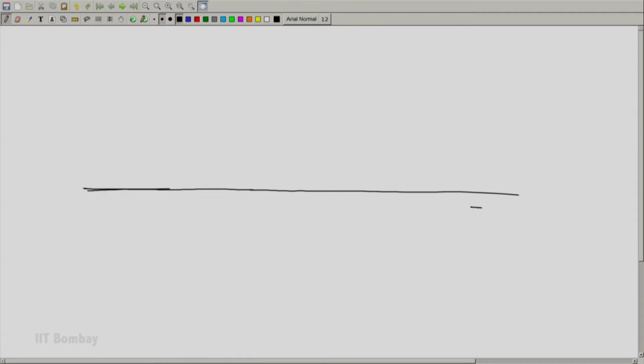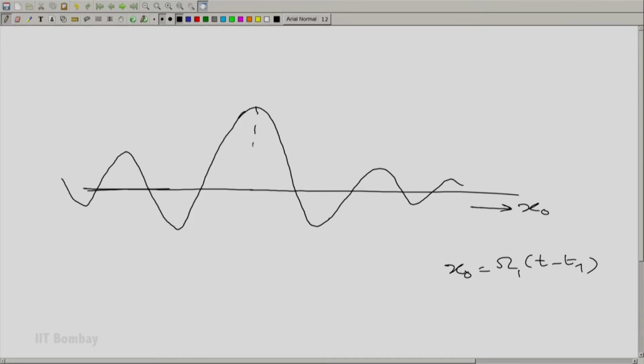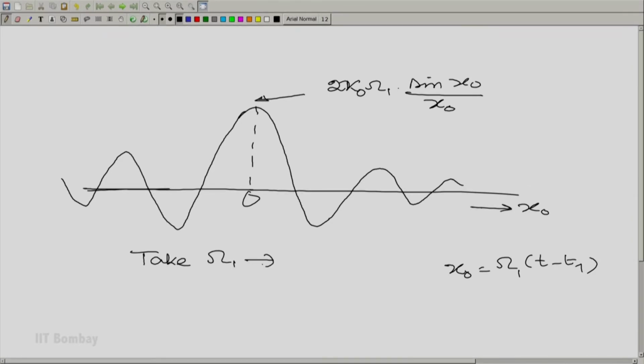What we had was an x0 given by omega 1 into t minus t1, and we had plotted the pattern sin x by x or sin x0 by x0, but then it was also scaled. So, what we plotted was essentially 2 kappa 0 times omega 1 into sin x0 by x0, and x0 was defined as shown here. Later what we said was, we wanted to take omega 1 tending to infinity.